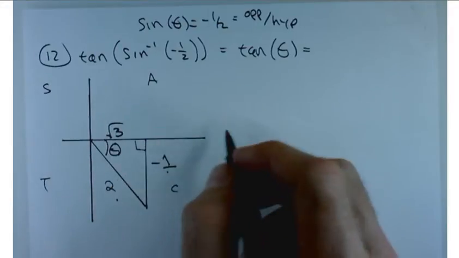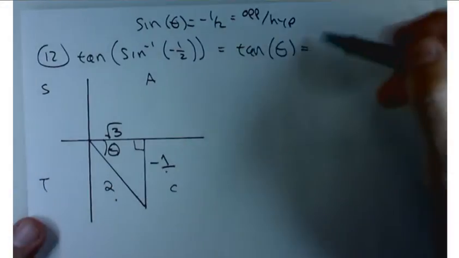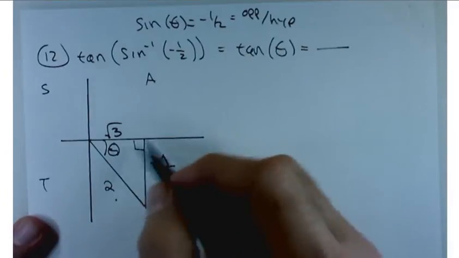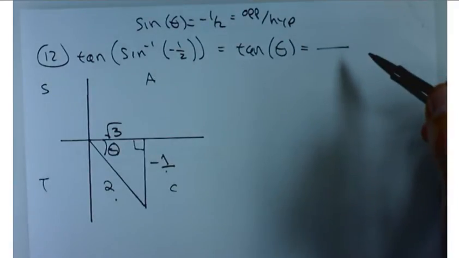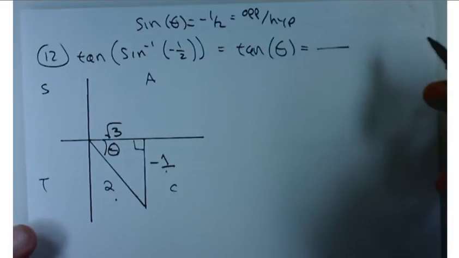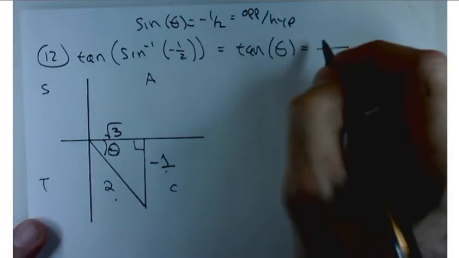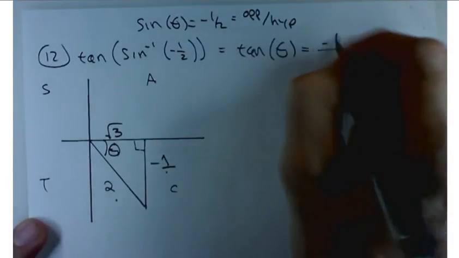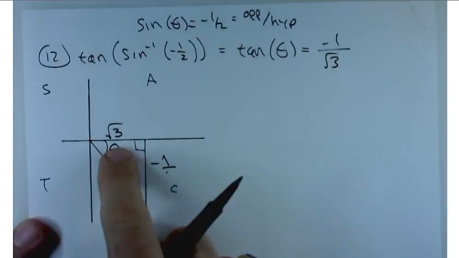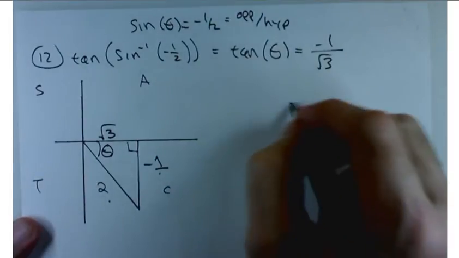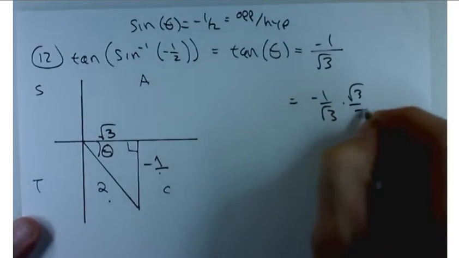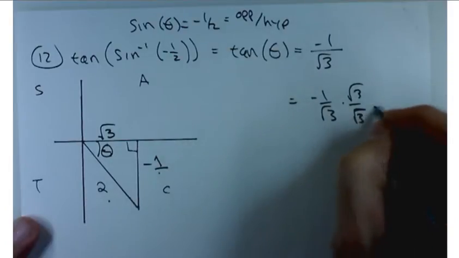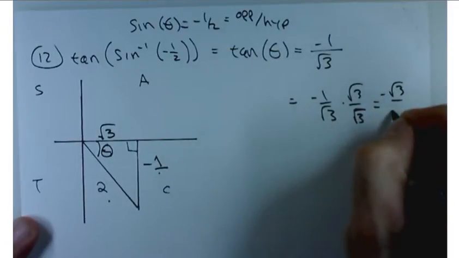Pythagorean theorem. So Jeff, I want the tangent now. Tangent was opposite over adjacent. What's the tangent going to equal? Nice. So opposite would be negative 1. Adjacent would be root 3. And I don't know if you noticed or not, but Jeff nicely rationalized that for us by multiplying by root 3 over root 3. So negative root 3 over 3.